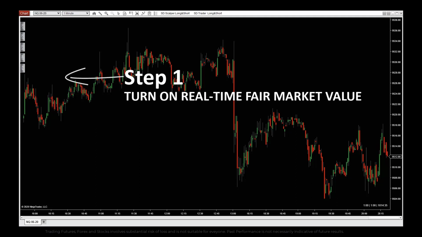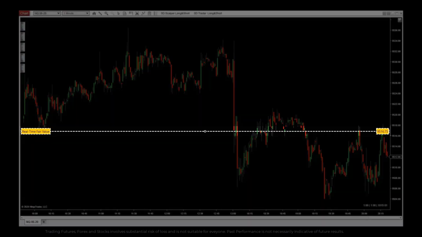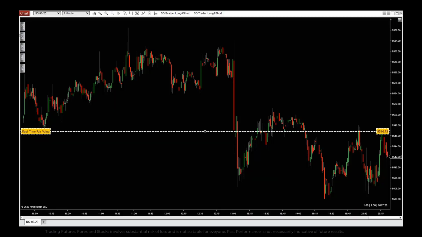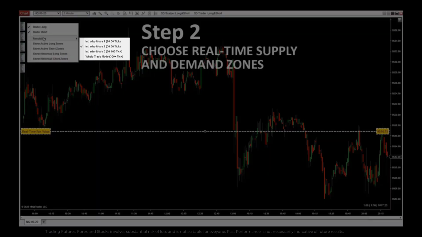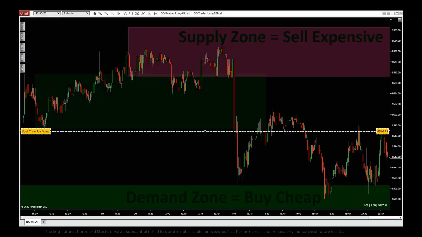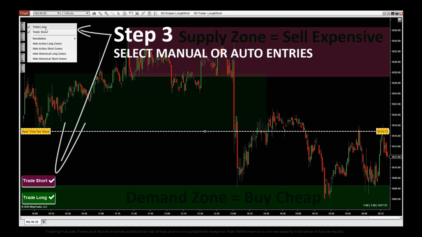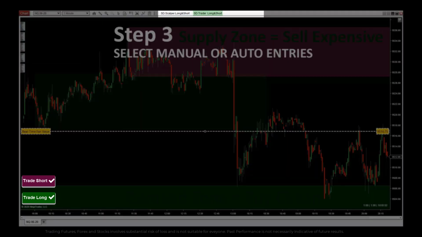Step 1. Turn on the real-time fair market value indicator to automatically find undervalued and overvalued contracts. Step 2. Choose which of the 4 real-time supply and demand zones you want automatically plotted on your chart, based on the tick size opportunity you want to target. Step 3. Select manual or auto entries for your buy and sell zones to enter as early as possible and exit with the most profits possible.